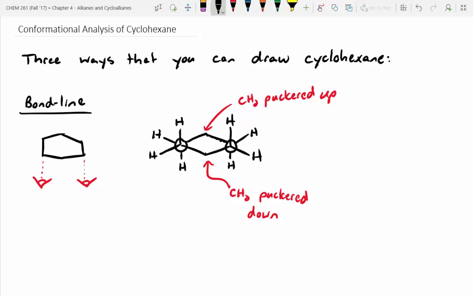Does that make sense if you have your model kit? Right? Looking down, one of them is going to be puckered up, the other one's going to be puckered down. All right, so that's another way you can draw it. To be honest, not a lot of people draw it this way because you can probably tell it takes a lot of work. So that's the Newman view. That's essentially our side-on view as opposed to the top-down view.